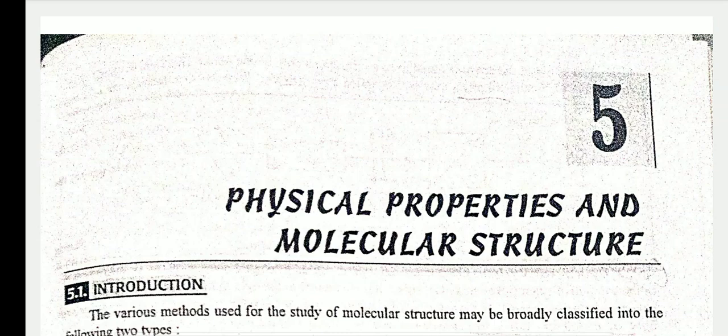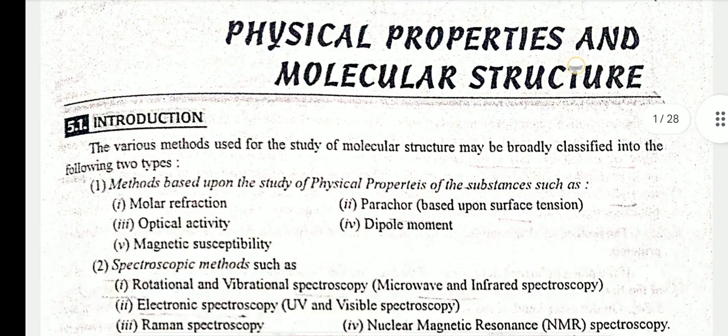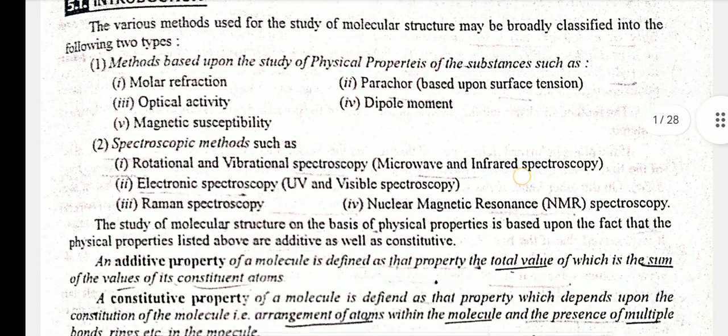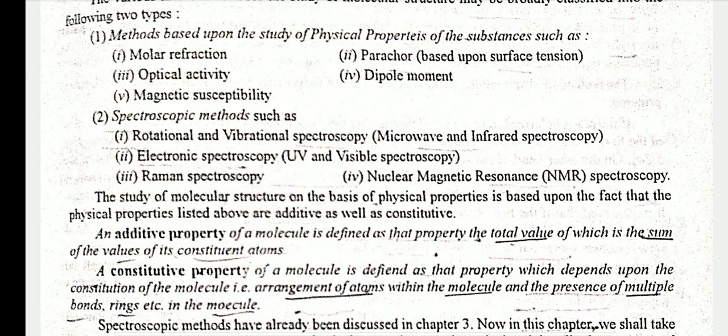Today we will discuss the chapter Physical Properties and Molecular Structure. Introduction. The various methods used for the study of molecular structure may be broadly classified into the following two types. Methods based upon the study of physical properties of substances such as molar refraction, optical activity, magnetic susceptibility, parachor, dipole moment. Spectroscopic methods such as rotational and vibrational spectroscopy, electronic spectroscopy, Raman spectroscopy, nuclear magnetic resonance spectroscopy.